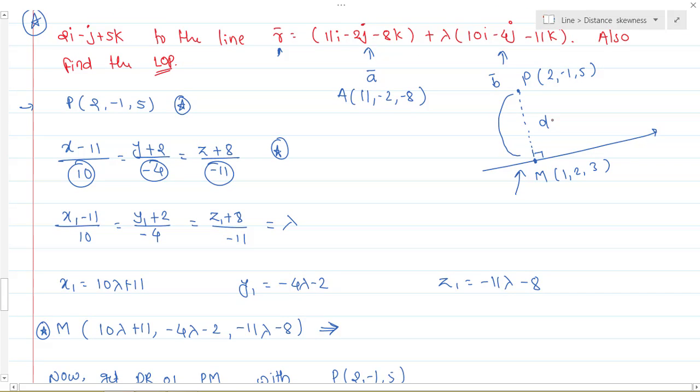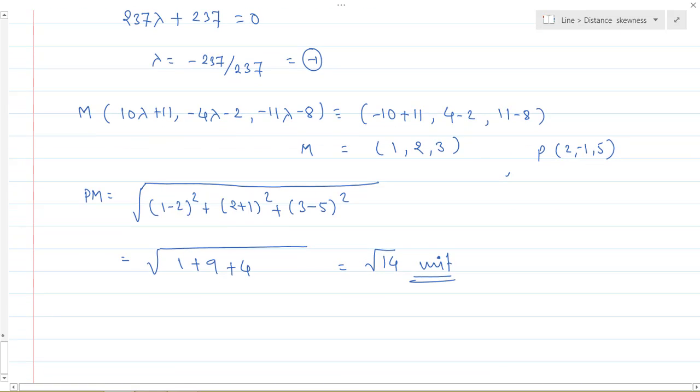Perfect. This is very simple. Yes, I agree this involves a lot of calculation, but the only concept we are using is finding the coordinate of point M, finding the direction ratio of PM, multiplying with the line's direction ratio and equating to 0, solving for lambda, and finding the distance using the two-point form. That's it. Now let's see how we can use the same concept when we want to find the distance between two lines.